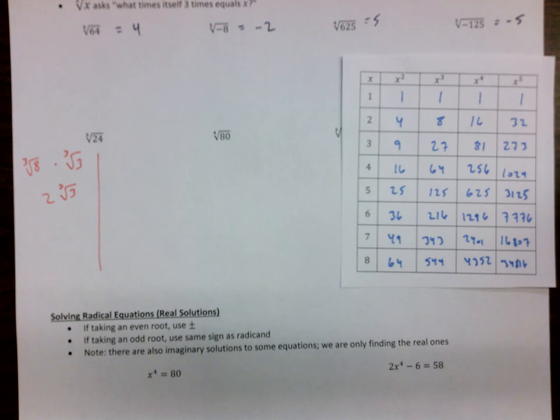Now that method is definitely the fastest, just like it was with square roots. But the problem with it is that you're probably not as familiar with your perfect cubes and your perfect powers of 4 and powers of 5. You're probably not as familiar with those as you are your powers of 2. So as a backup method, what you can do is use your birthday cake method.